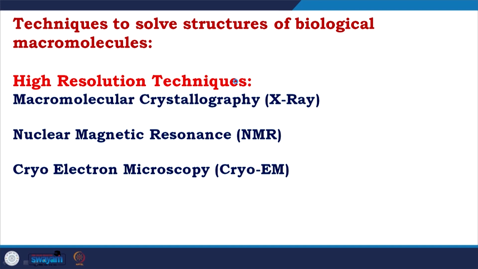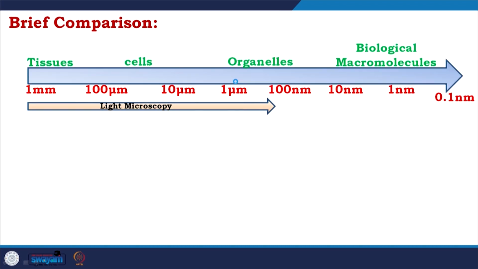So, techniques to solve structure of biological macromolecules, high resolution techniques: macromolecular crystallography, X-ray. As I told, I will talk about detail, nuclear magnetic resonance or NMR, cryo-electron microscopy or cryo-EM. So, let us take a brief comparison of them.